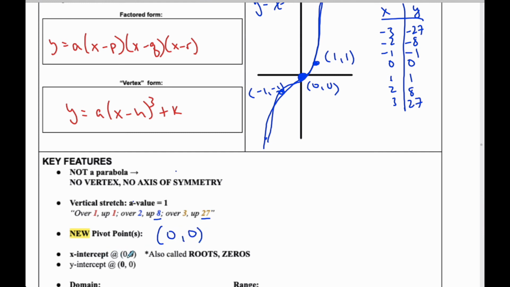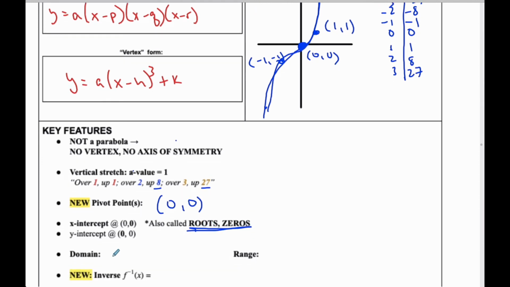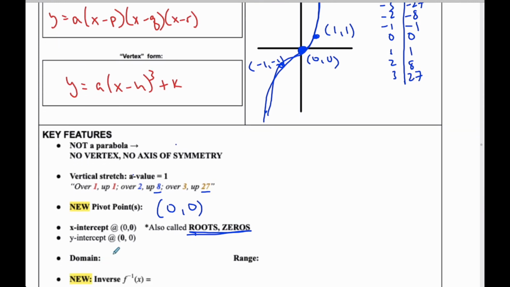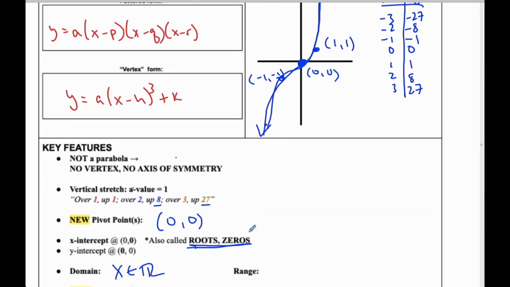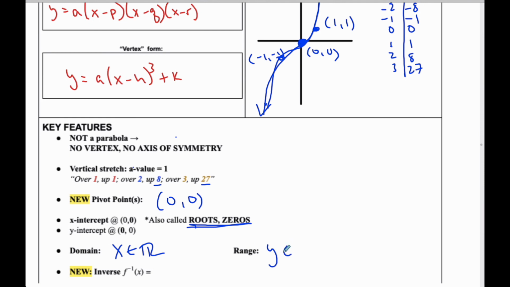We also have x-intercepts and y-intercepts. X-intercepts are also called roots and zeros. So if it asks to find the roots of the equation, that means find the x-intercepts. And then I do have the domain. In this case, x can be any real number. That shouldn't surprise you. But the range, it will always go up forever and down forever. Again, it is all real numbers.